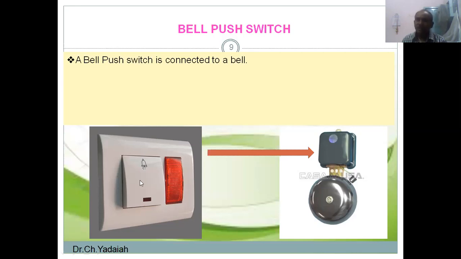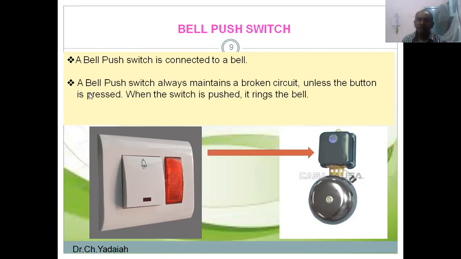So what will happen? Under normal condition, it is open. That's an open circuit. When manual pressure is applied on the switch, current passes through it. When we remove our finger or hand, the switch automatically opens. That is the main basic thing about push switches.